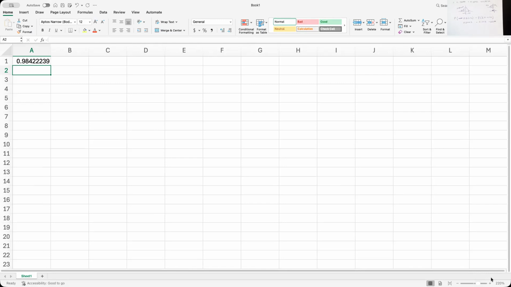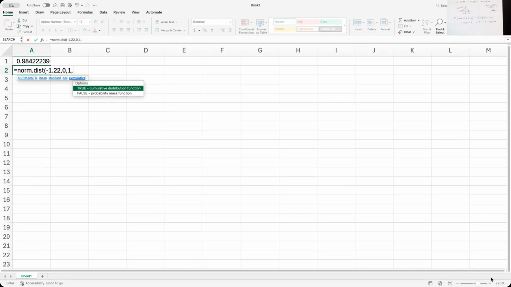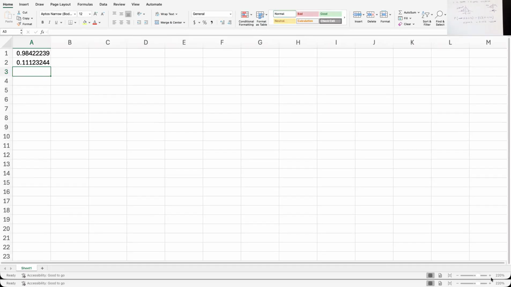Questions so far? So if I want to finish this problem, I have to subtract the other one, right? Equals NORM.DIST negative 1.22, comma 0, comma 1, because I'm using the standard normal, right? True for the CDF. And then I subtract those two to get the 0.8730. It's rounded to 30 because the difference is 0.87298, so it's going to round to 30.